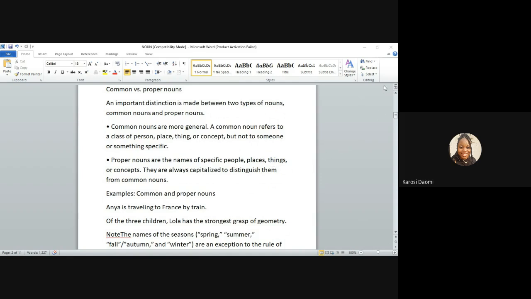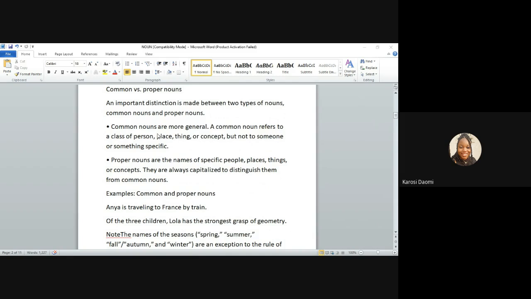Okay. All right. So yes, the common name in "Anya is traveling to France by train" is train. Train is a general name of a particular transportation or vehicle that is used to convey people. The same thing when you say car. Car is a common noun. It's a general name that vehicles are called.